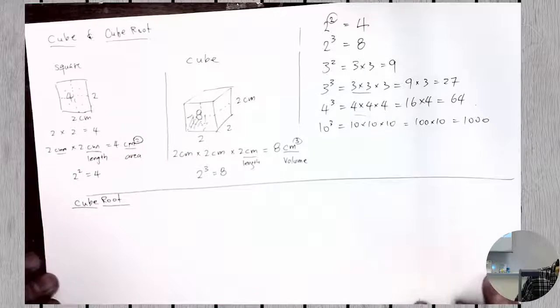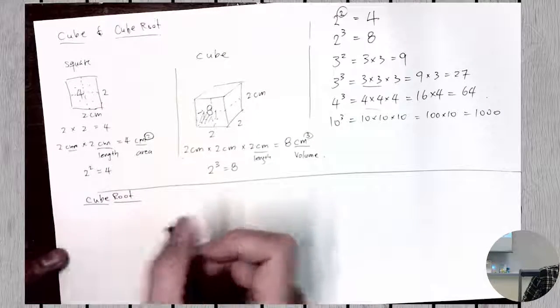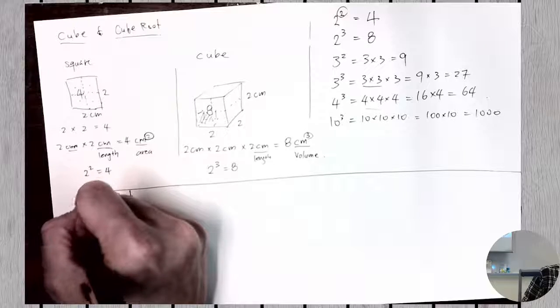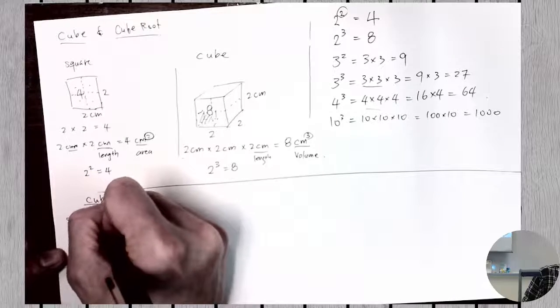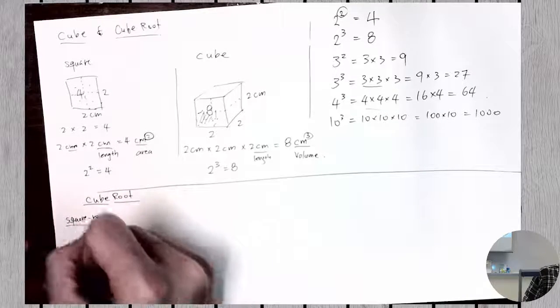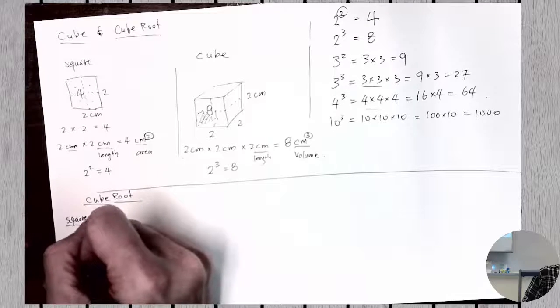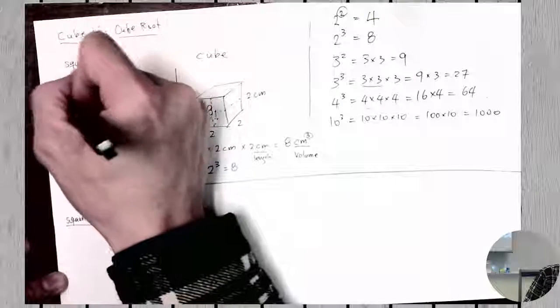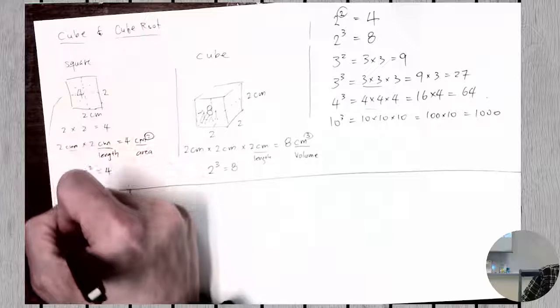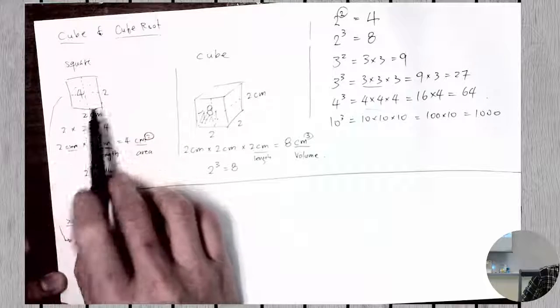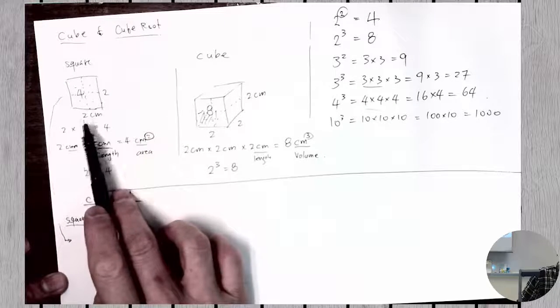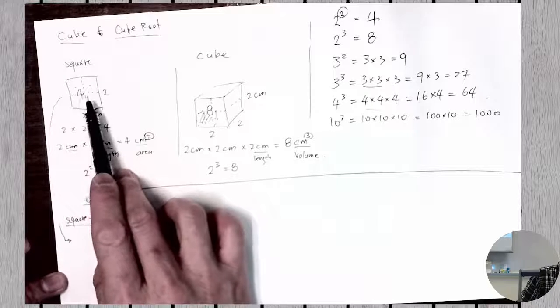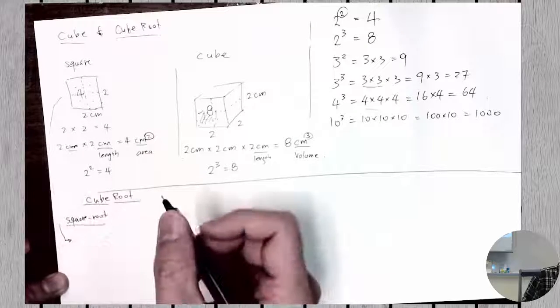What are cube roots? Let's start with what we know. Let's start with square and square root. We understand that if we have a square with area 4, each side measures 2, right?